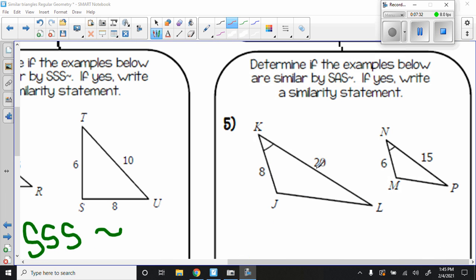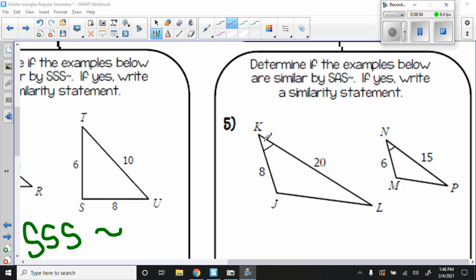If it gives you two sides and an angle in between them, our only focus is side angle side. That's all you're checking. Look at this picture. I'm not going to check angle angle here. It doesn't give us two angles. I'm not going to check side side side here because it only gives us two sides. So it needs to give us two sides and the angle in between it for us to test similarity.